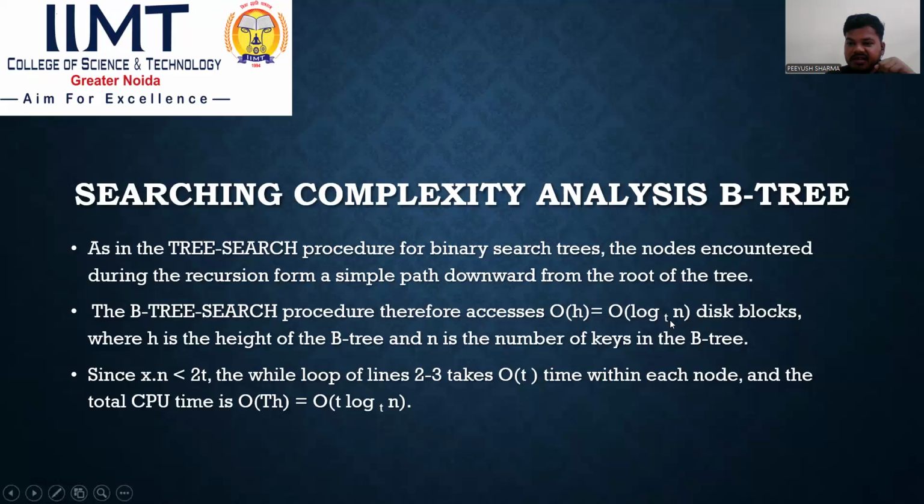Base t is what? Base t is because it shows the height of that particular node. So in the worst case, if our key lies on the leaf node, this log n base t should be multiplied by the maximum number of keys in a particular node. That is why order of t of s is equal to order of t into log of n base t.